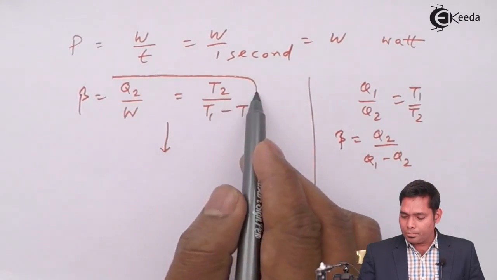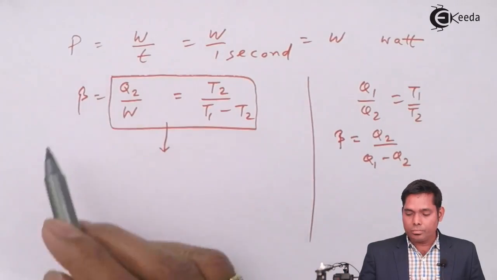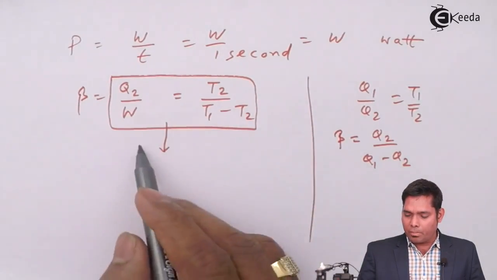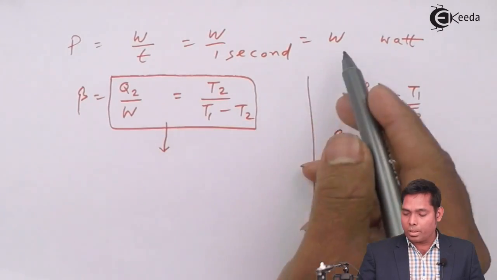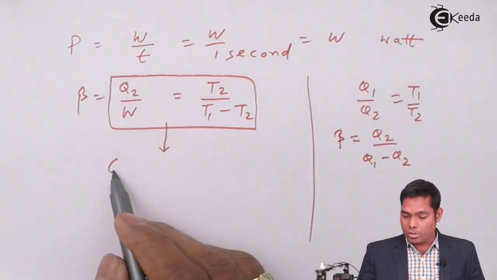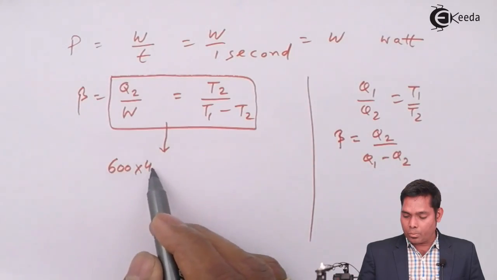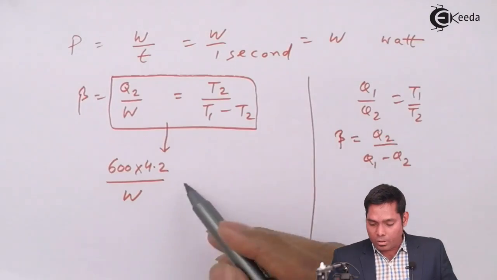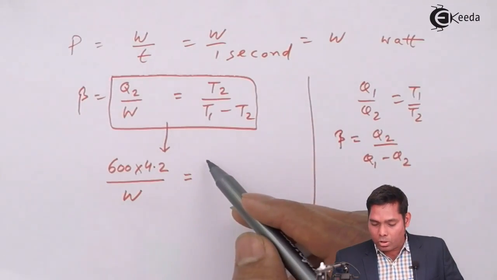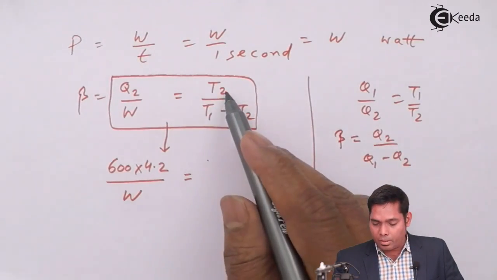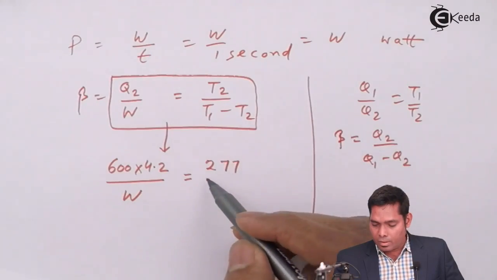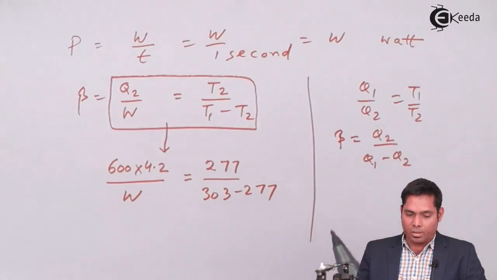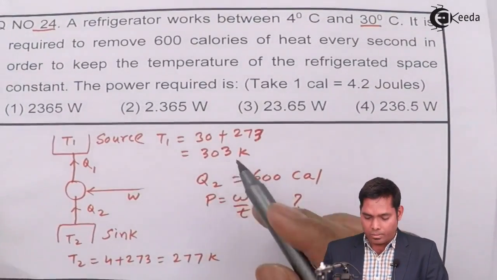Look at this part. Q2 is given as 600 calorie, but write everything in joule because we want watt. So it is 600 into 4.2 joule divided by W, the work done required, which is in watt. And T2 is the low temperature, that is 277, divided by 303 minus 277. These are the temperatures we have already calculated here.